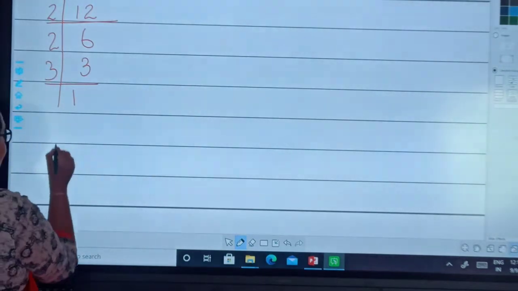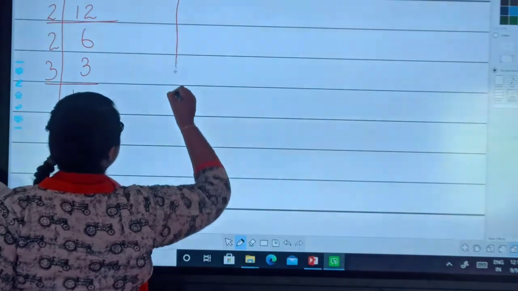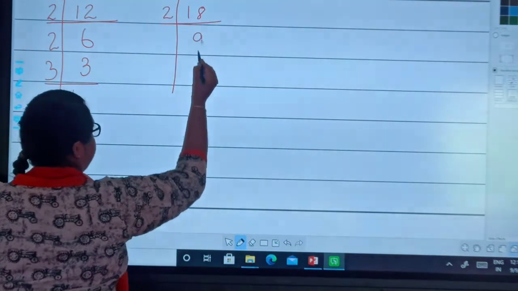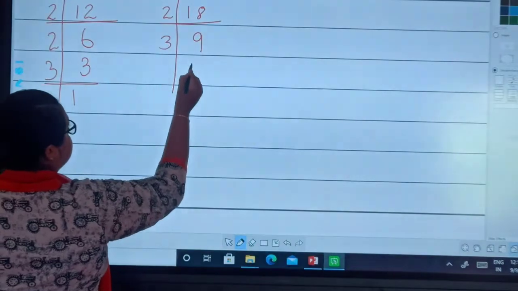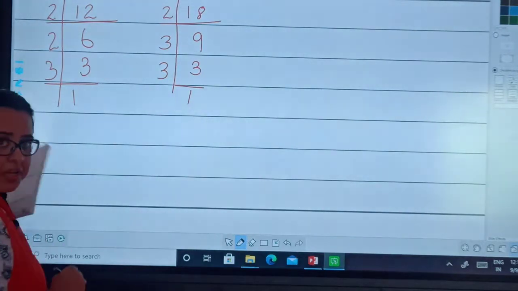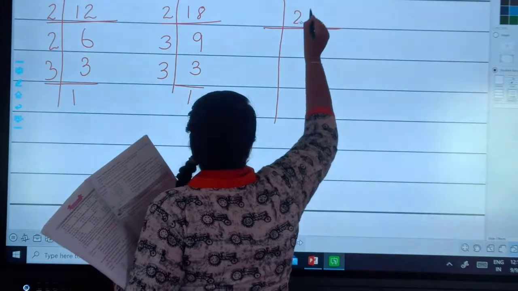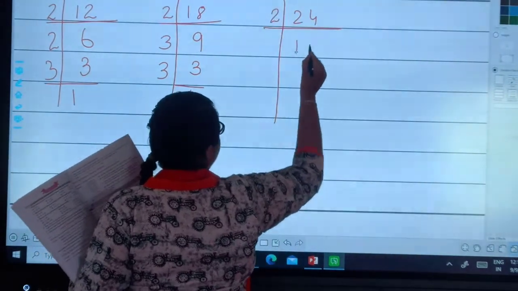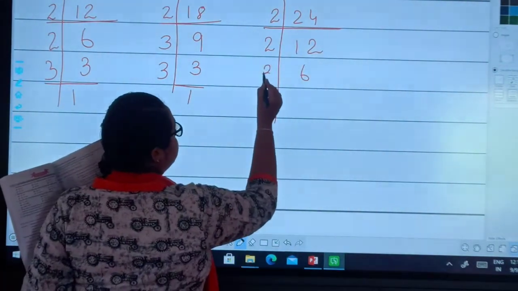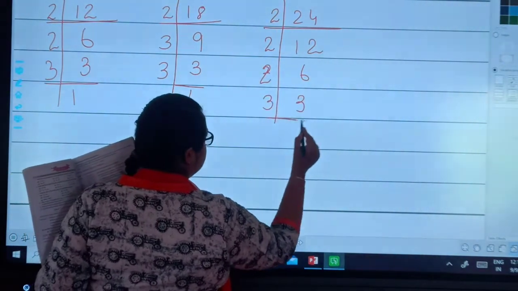So what will be the answer for 12? I will write afterwards. Now it comes to the next question, which was 18. 2 9s are 18. 3 3s are 9. 3 1s are 3. Okay students. Now the question is 24. 2 12s are 24, 2 6s are 12, 2 3s are 6, 3 1s are 3.